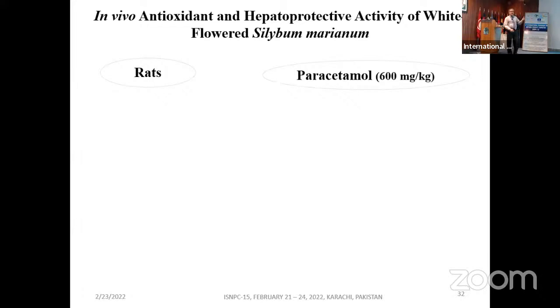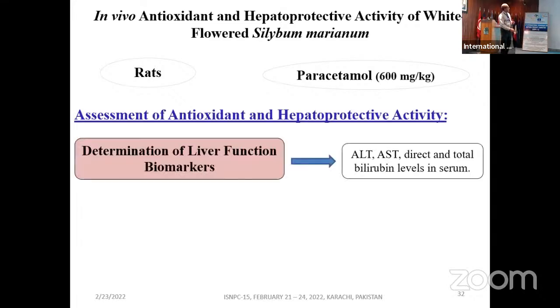Finally, we tried to make a biological characterization also of this white flower variety, which produces different kinds of flavonolignans. So we did some cytotoxicity and safety experiments, but not shown here. And then we did an in vivo experiment. We chose the hepatoprotective property of this extract, because it's the very well-known use and the very well-known activity of silymarin.